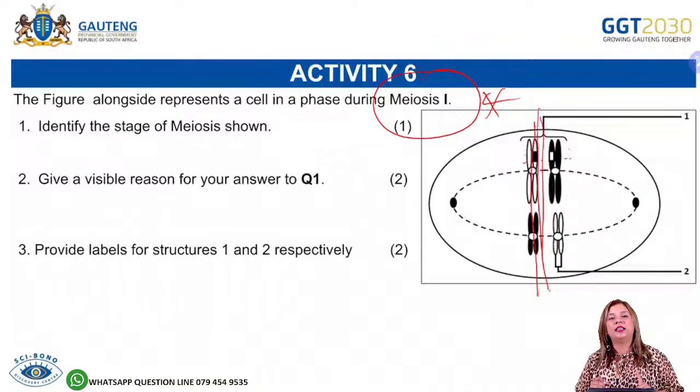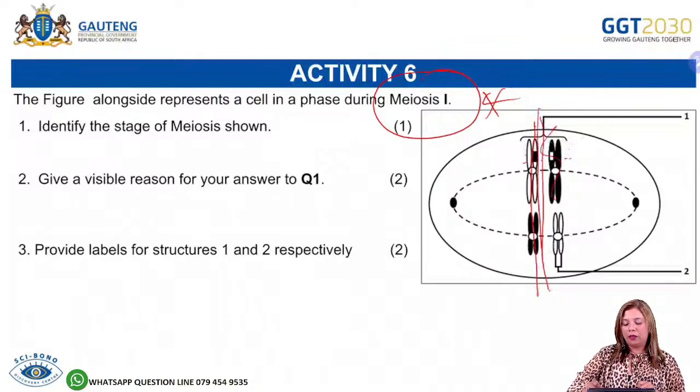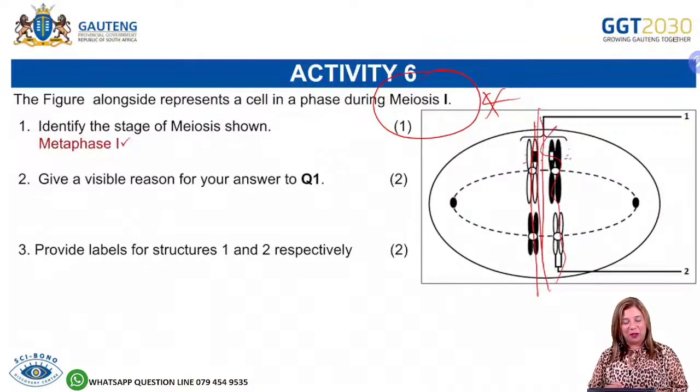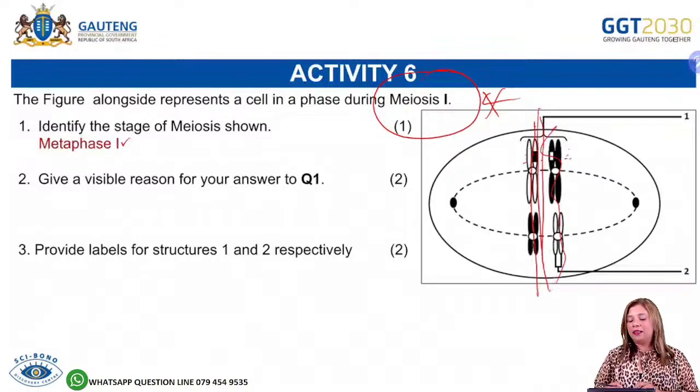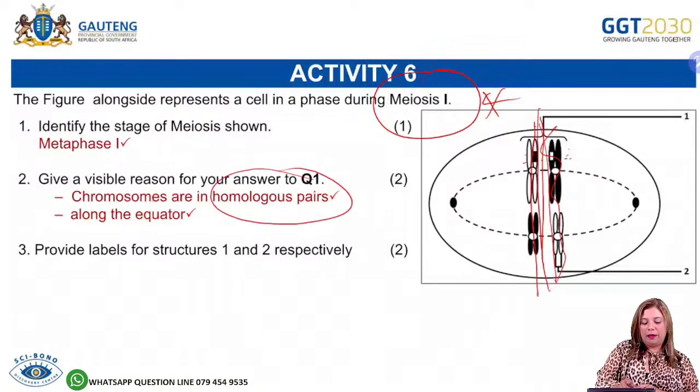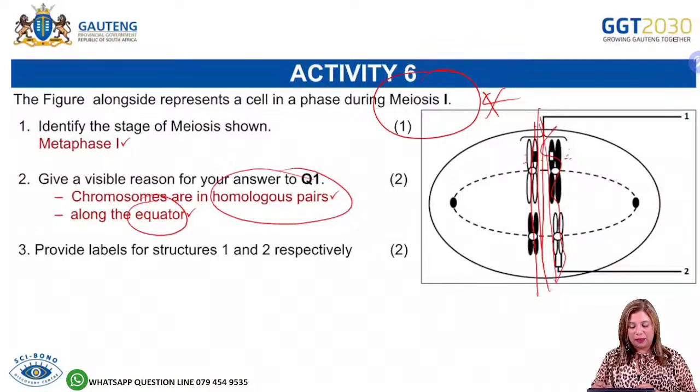And it can't be metaphase 2 because in metaphase 2, the homologous chromosomes are singly arranged. That means it won't have this layer, it would only have 1. But because they are double, it must be metaphase 1. Very good. Okay, if you guessed that, very good. Give a visible reason, exactly what we said. It is at the equator and we have homologous pairs lying next to each other. There's the homologous pairs and there's the equator. Keywords when you are answering.